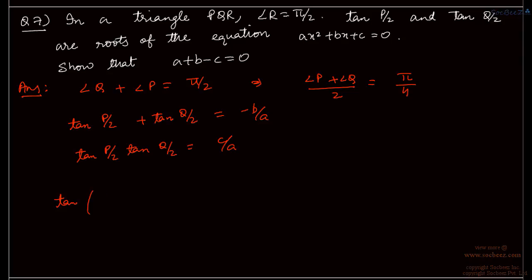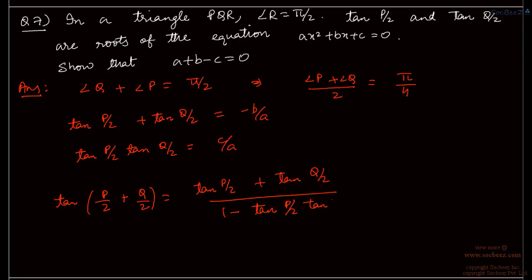So let's write down tan of P by 2 plus Q by 2. This is tan of P by 2 plus tan of Q by 2 by 1 minus tan P by 2 tan Q by 2. Right? But we now know all the expressions regarding these, right?